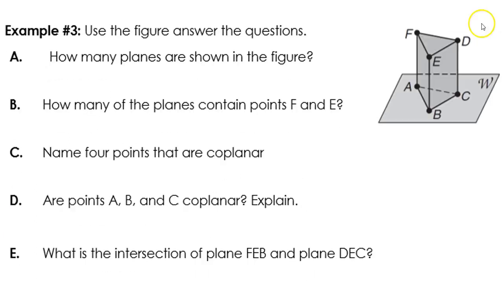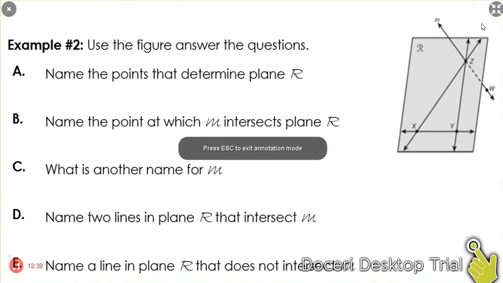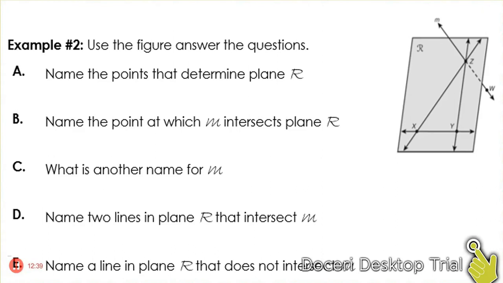Example 2. We're going to use the figure again to answer the questions. So name the points that determine plane R. So again, we either have to choose 3 non-collinear points. So I could choose X, Y, and Z. Or I could choose the capital script letter. And in this case, it is R. So I could use that capital script letter R.